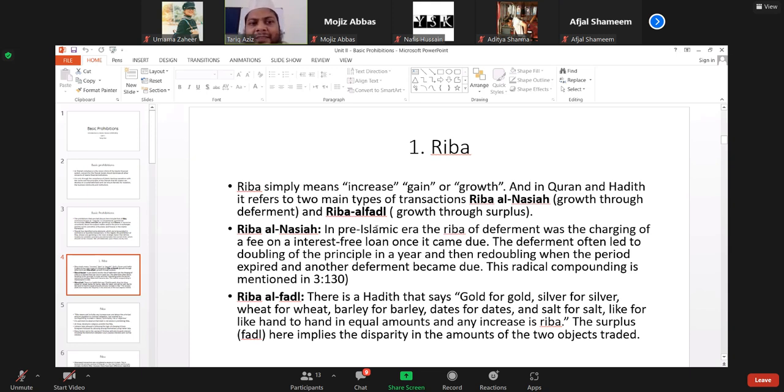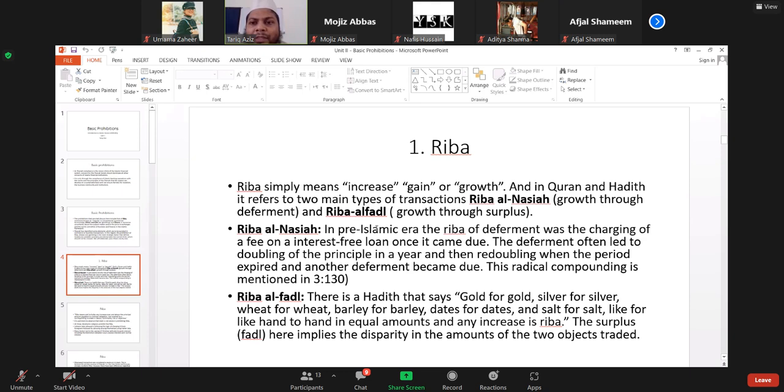And in the Quran and Hadith, it refers to two main types of transaction. Broadly, the Quranic concept of riba has two types: riba al-nasiya and riba al-fazl. Riba al-nasiya results from deferment, growth through deferment. That is the definition of interest. For example, if I give you 100 rupees today, then you are supposed to give me 110 rupees after 1 year.